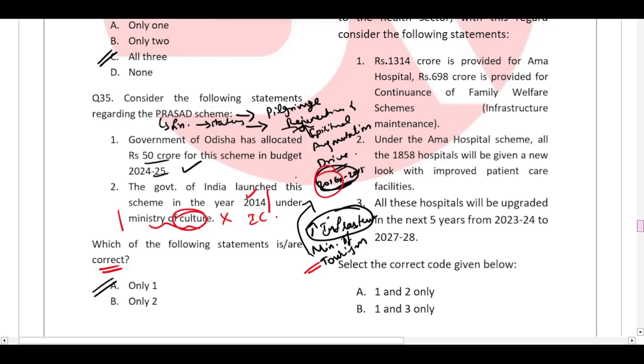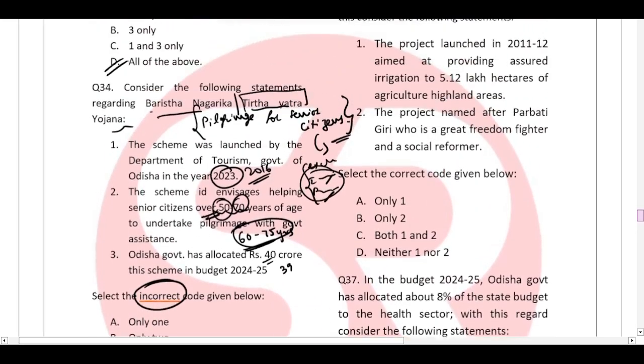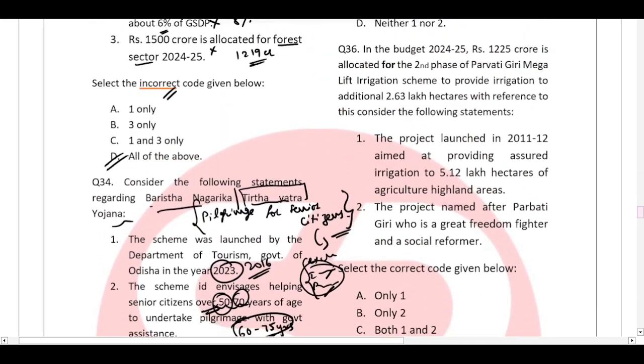Let's move on to next question. In the budget 24-25, almost 1225 crore is allocated for the second phase of Parvati Giri Mega Lift Irrigation Scheme to provide irrigation to additional 2.63 lakh hectares. With reference to this, consider the following statements.